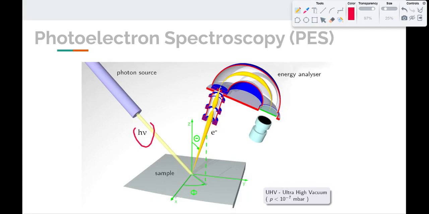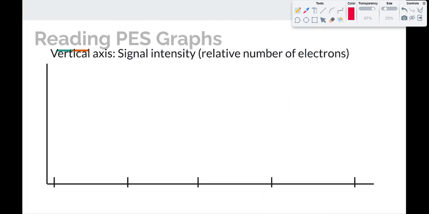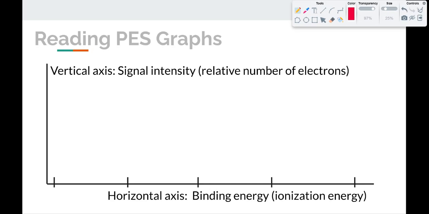So as we read the output of these things, which are called PES graphs, there are a few things to take note of. First of all, the vertical axis is something called the signal intensity. The higher this is, the more sparks of electrons they got at that energy, and that means how many electrons were at that level that required that binding energy. The horizontal axis is the binding energy. That's the ionization energy. In other words, the amount of energy that was required to remove that electron from the atom.